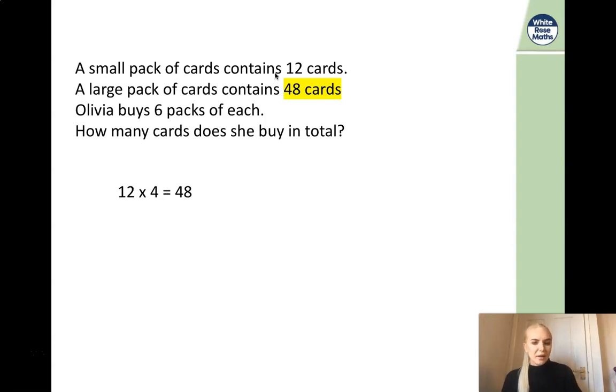Now, Olivia buys 6 packs of each, so we need to work out 12 multiplied by 6 to work out how many cards are in the small packs altogether, and 48 multiplied by 6 to work out how many cards are in the large packs altogether. Can you pause the video and work out the answer to these two sums now, please, using the short written multiplication method? Off you go.